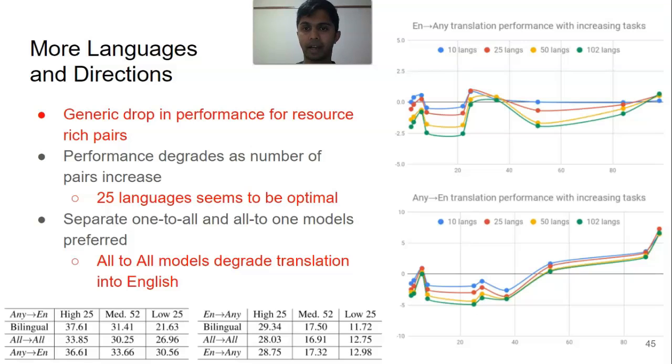The reason for that is that when you have any to English models with a large number of languages, the number of English sentences on the target side dramatically increases. However, their experiments revealed that in general, having a 25-lingual model should be optimal, because the more language pairs you involve, the more complex the model is, and therefore it is unable to handle the overload of the number of tasks. And it is also better to have one-to-all and all-to-one models. All-to-all models in general degrade the translation quality, and you can see that in the tables below.